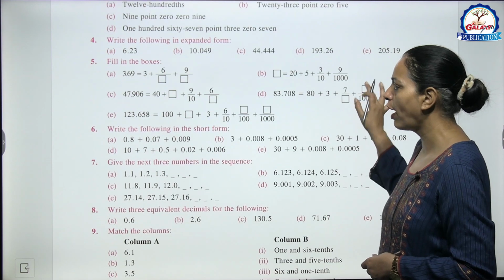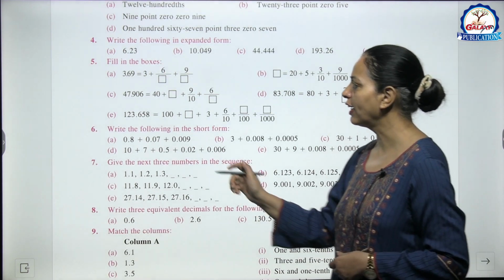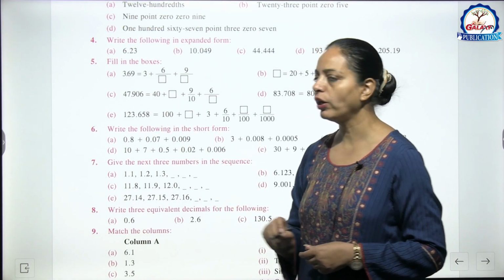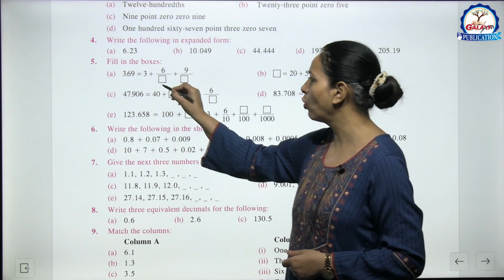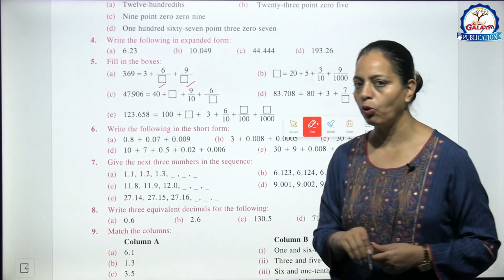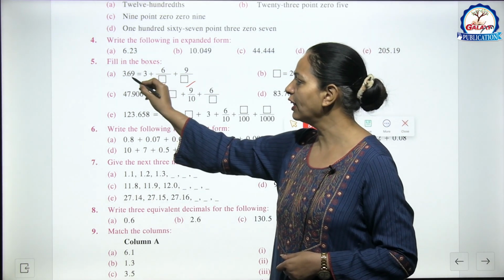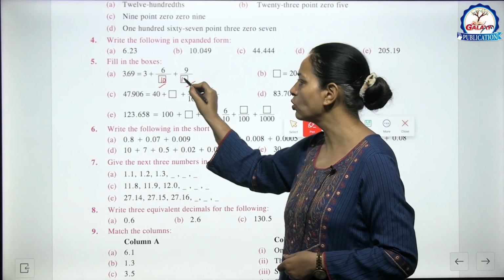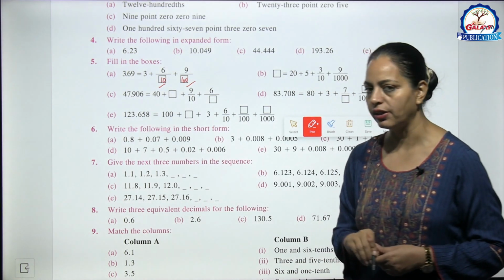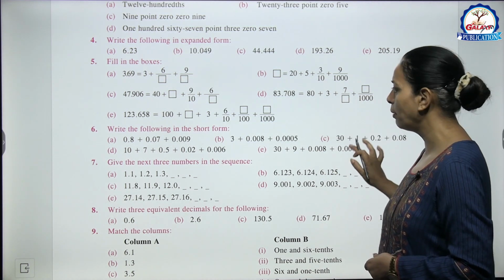Now question number 5, filling the boxes, like here A part, 3.69 equals 3 plus 6 upon dash plus 9 upon dash. 6 is at the tenth place, so 6 upon 10, and 9 is at the hundredth place, so 9 upon 100. Similarly, you can try the remaining parts.